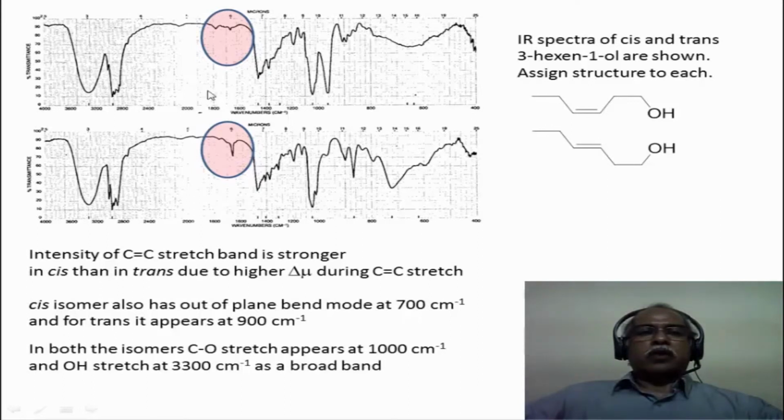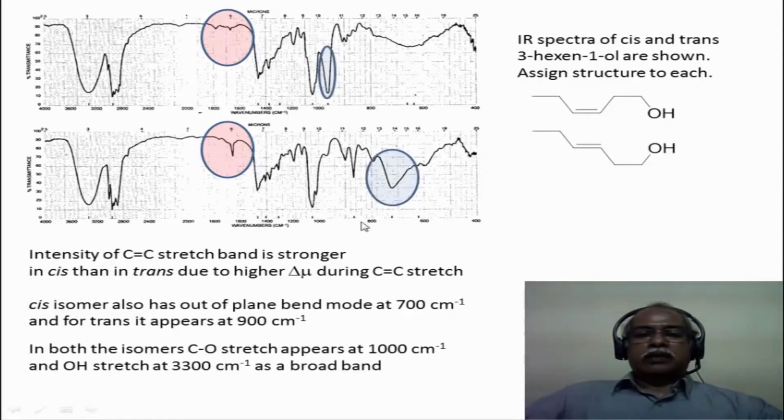In other words, the OH stretching frequency as well as the CO stretching frequency are not very useful, because both of them have the hydroxy functional group and the CO stretching functional group also. But if you look at the highlighted region, which corresponds to the C double bond C stretching region, around 1600 inverse centimeter or so, the intensity here is much higher compared to the intensity here. So that will put this to be the cis isomer.